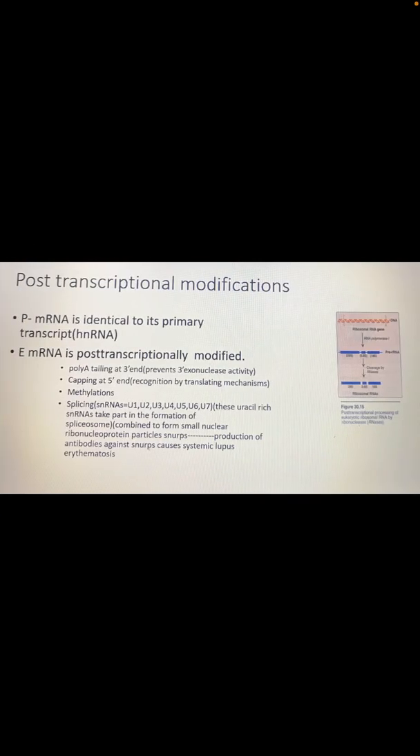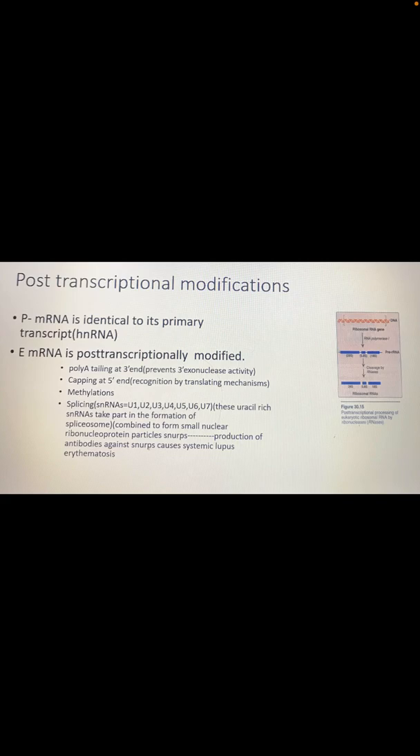After the synthesis of RNA, we have some post-transcription events or modifications to be carried out on this primary transcript of mRNA. Prokaryotic mRNA is identical to its primary transcript hnRNA, so we do not need any type of post-transcription modifications on the prokaryotic mRNA. While in eukaryotic mRNA, post-transcriptional modification occurs because mRNA has to be moved from the nucleus into the cytoplasm.